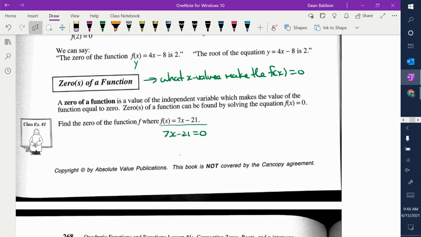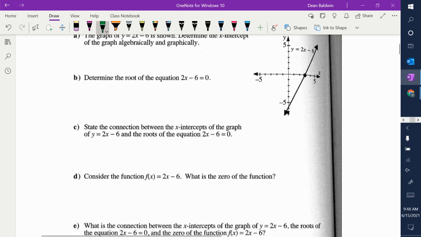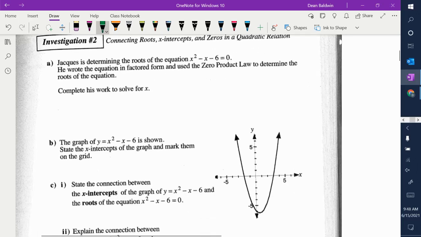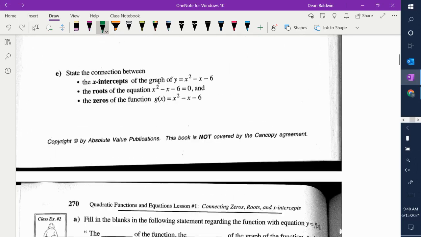So what's the answer for this one? 3, right? You'd move the 21 over and then divide by 7, and you'd get x is equal to 3. Okay, so the zero of that function is 3. Let's go to page 270, please. 270, this page right here.